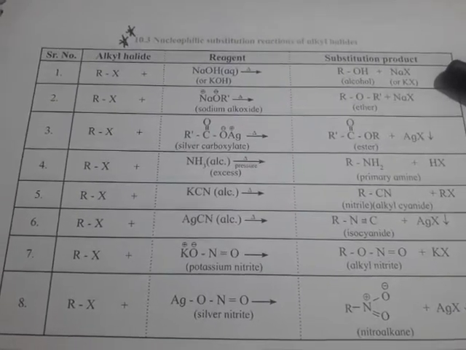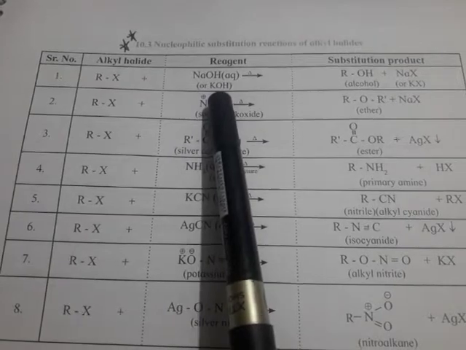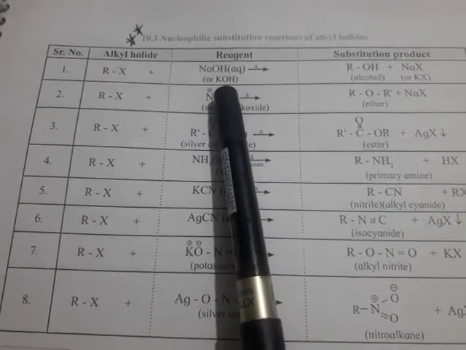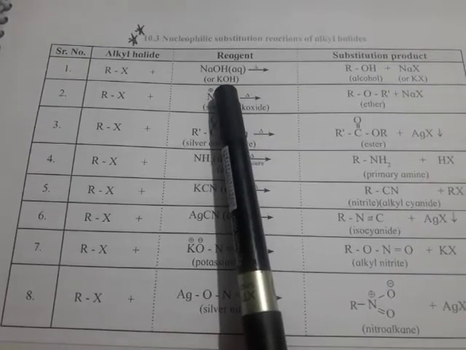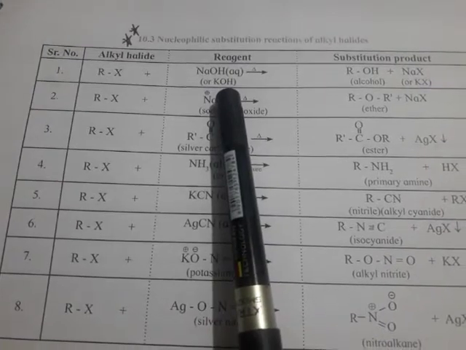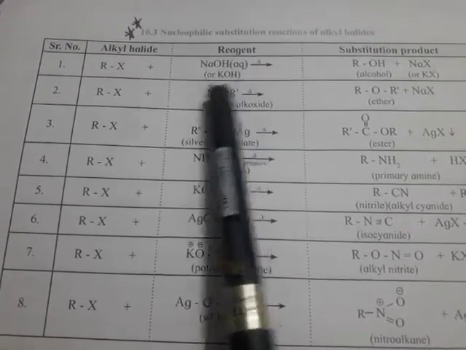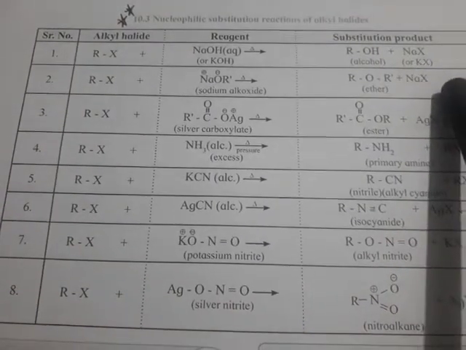See, the first reaction is alkyl halide reacts with aqueous KOH or aqueous NaOH. We studied AgOH instead of this. Moist silver oxide produces AgOH, but they have not given that reagent here. AgOH is not given. NaOH or KOH. RX reacts with this and we get ROH plus NaX or KX.